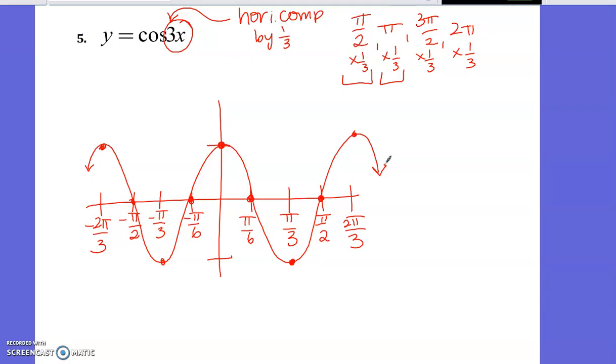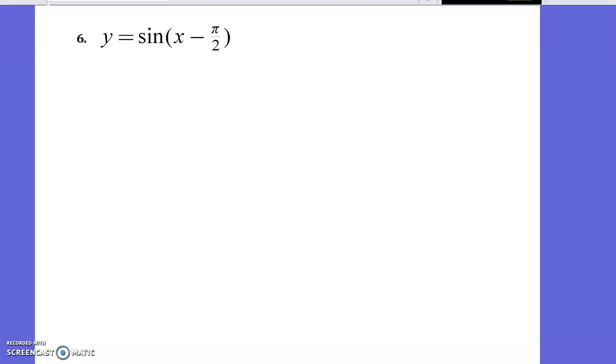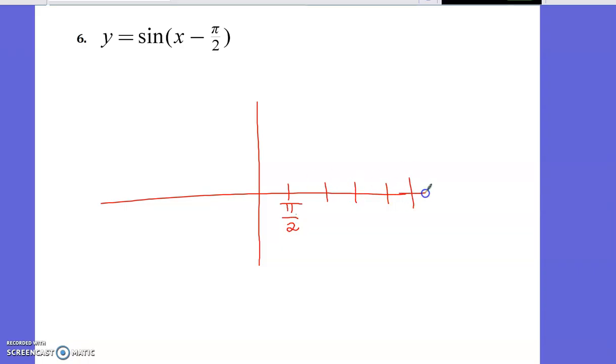Okay, let's try one more. Here is a horizontal shift of pi over 2. So, because I'm counting by pi over 2s, this isn't going to change the scaling, but typically what we do is this is our starting point and we take all those points, or let me just label it this way for now. Okay, so sine starts in the middle and then goes up, middle, bottom, middle. So this is shifting it to the right, pi over 2.